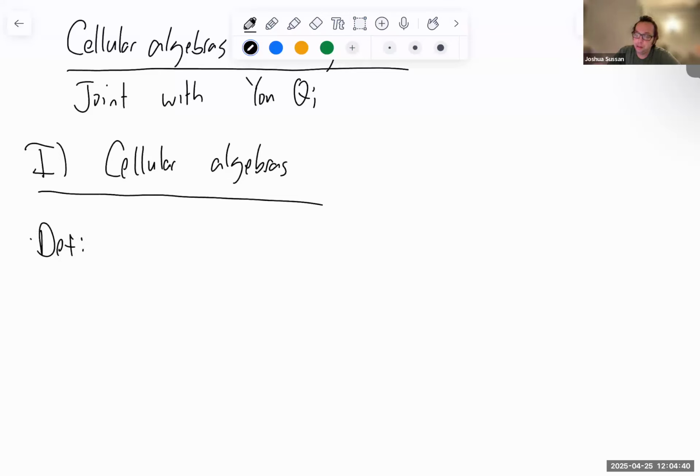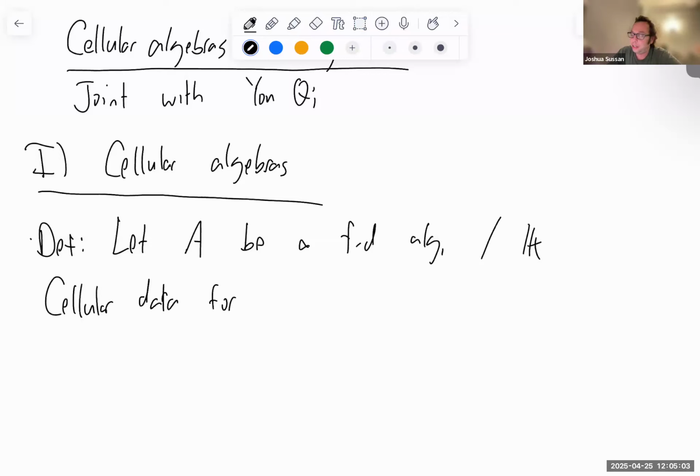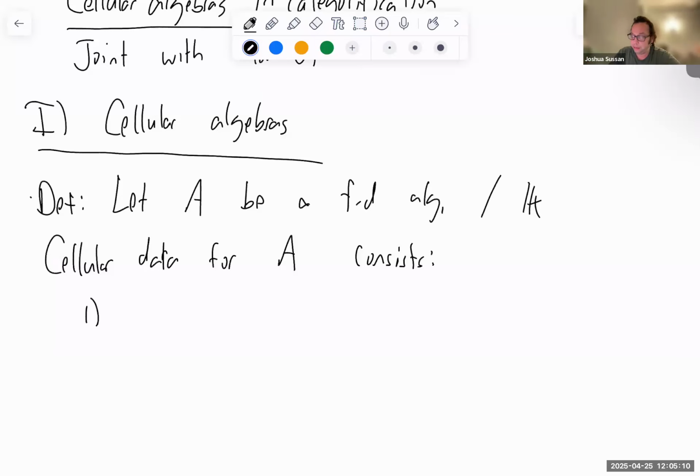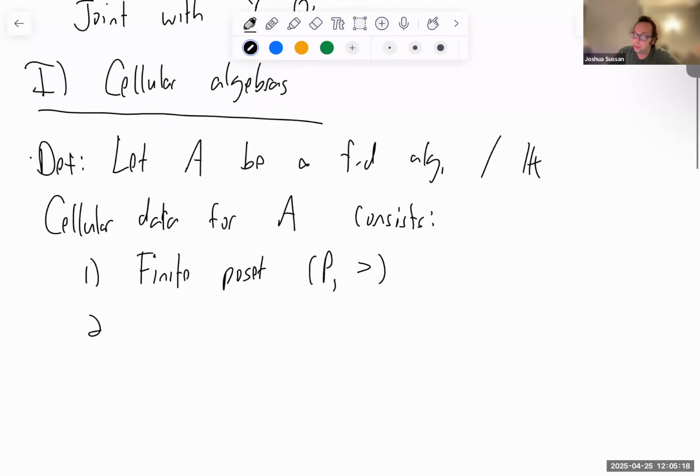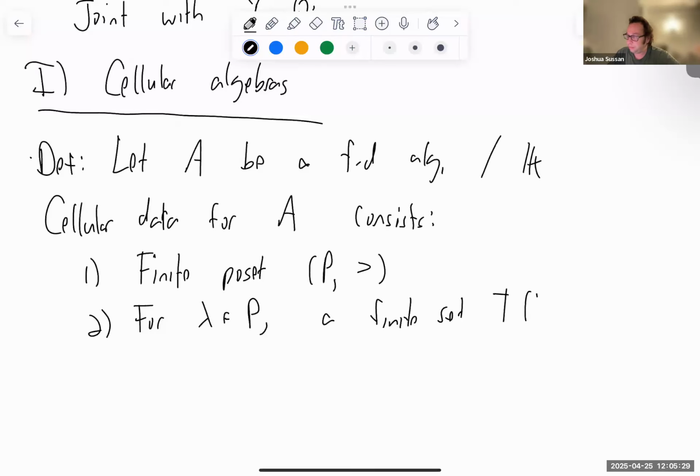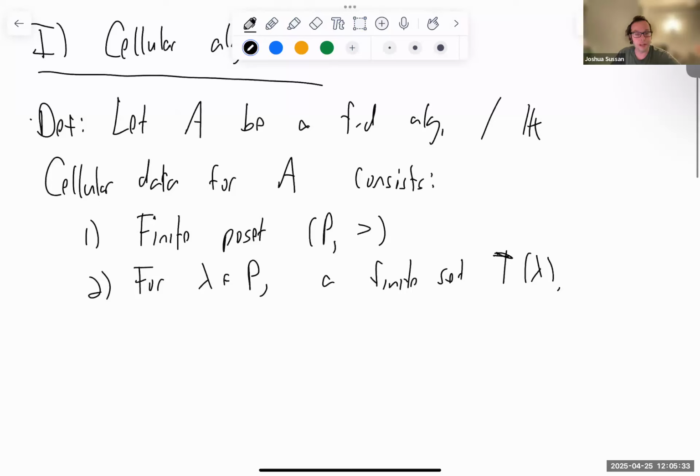So first, definition. Let A be a finite dimensional algebra over some field K. And later on, I will actually want to make the characteristic of K to be p, but there's no harm in just thinking of complex numbers for now. So cellular data for A consists of the following. One is first a finite poset, P with some ordering. Two, for each element in the poset, a finite set T of lambda. So for each element in the poset, we have associated a finite set.